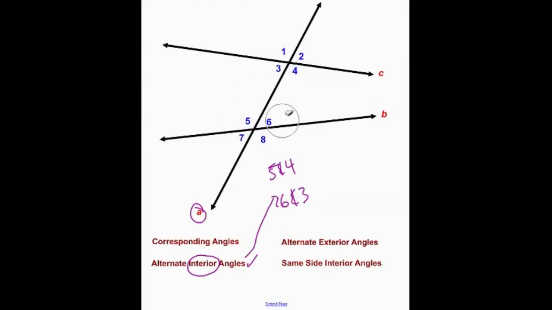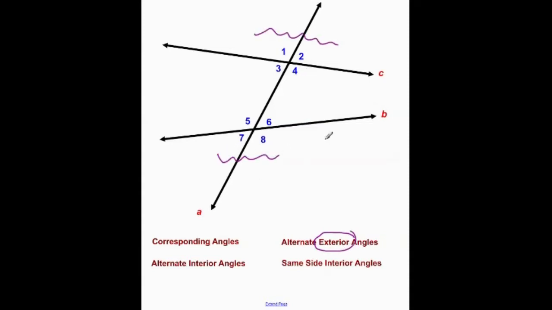Next one up, alternate exterior. And exterior means on the outside. So right out here is the exterior, out here is the exterior. Alternate means you're going to be on the opposite sides of this line. So 7 and 2 are alternate exteriors, and 8 and 1 are alternate exterior.